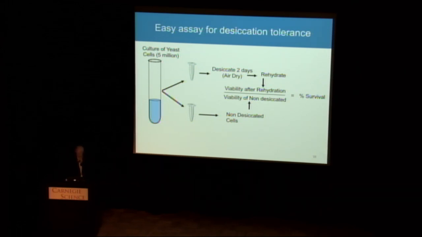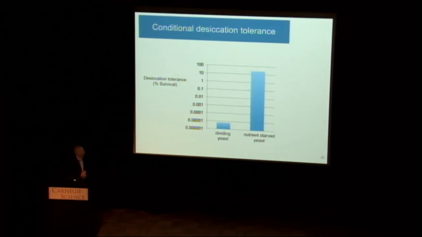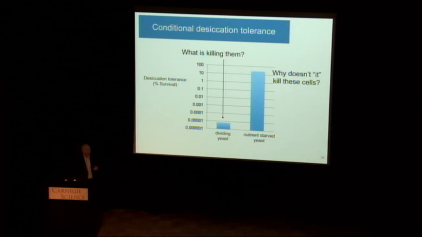Okay, so now we've got an interesting result. If you take dividing yeast, ones that are growing because there's lots of food around, this is a plot here of how many survive, and it's a log scale plot, so each bar here runs a tenfold difference. And what you can see is that if they're dividing, 1 in 1,000,000 cells survive. But if they're nutrient starved, now it's about 20%. So there's a huge difference, almost a 100,000-fold difference here. And that begs two questions. Why? What is killing these guys? And why are these guys alive? Why doesn't whatever is killing these, kill these guys?